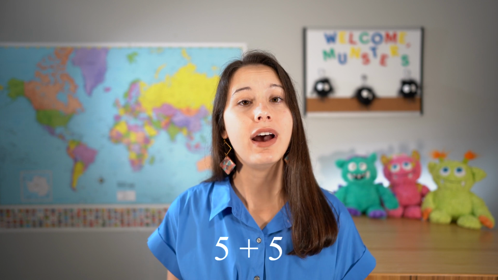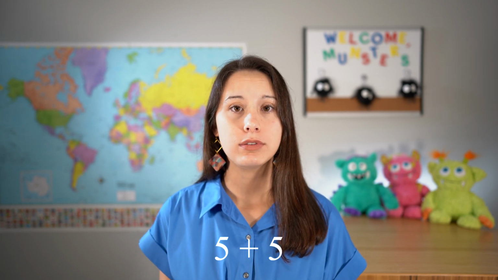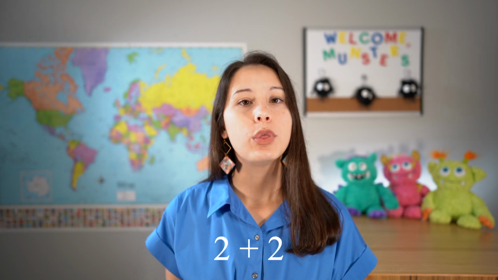And so when I say doubles, that means any number added to itself. Just for an example, 5 plus 5, that's doubles. Or 2 plus 2, 3 plus 3. Those are doubles. It's the number added to itself.